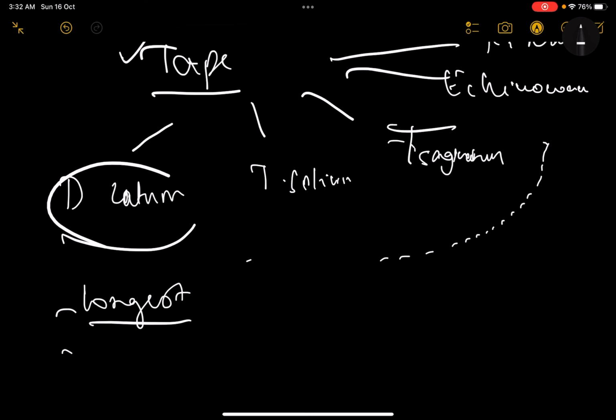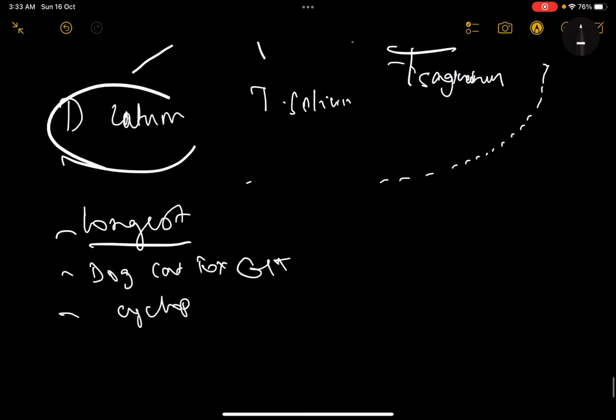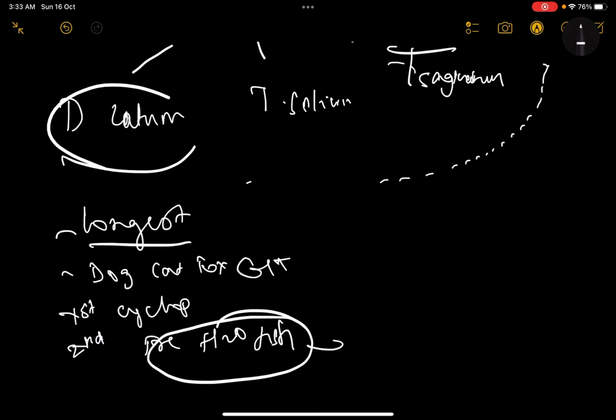Okay, it's seen in dogs, cat, fox as definitive host in their GIT. Intermediate host is your cyclops, and your secondary host, first intermediate host, and the second intermediate host is going to be a freshwater fish. Okay, so here there are two intermediate hosts. Now what happens is that, let's say you ingest this food, this fish, and it's poorly cooked. So that's when you get the disease.